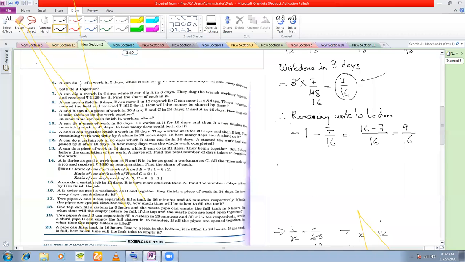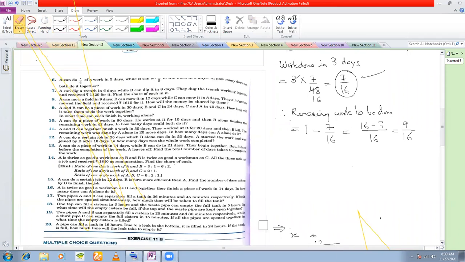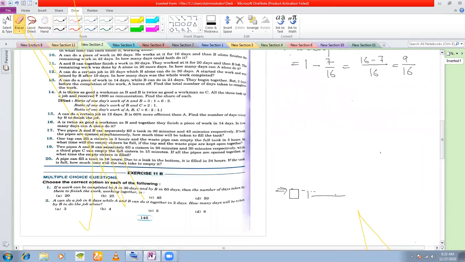And who finishes the work? B is finishing the work. Okay. So in how many days will B finish the work? According to that formula, the third formula I gave you, if you remember.